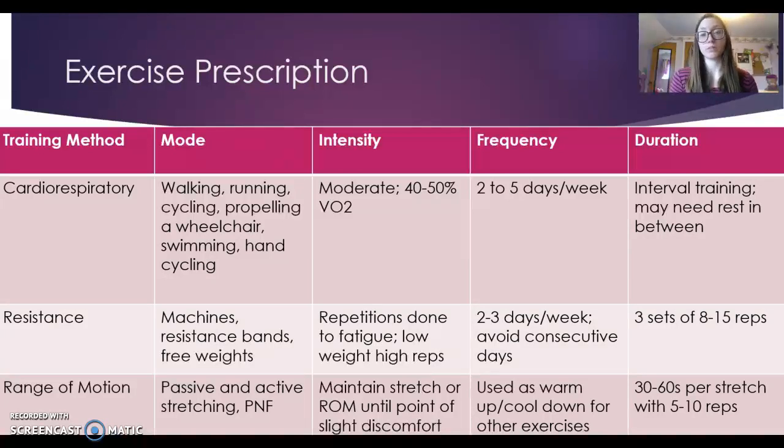The next training method is resistance training, in which machines and resistance bands are the preferred methods. However, if the individual has the balance and stability, free weights may be used under supervision. And these repetitions should be performed until fatigue, so starting with low weights and doing high reps is beneficial, and then progressing to higher weights and lower reps. This frequency should occur about 2 to 3 days a week, but avoiding consecutive days in a row. And the duration should be about 3 sets of 8 to 15 reps, and that should take the individual to fatigue per exercise.